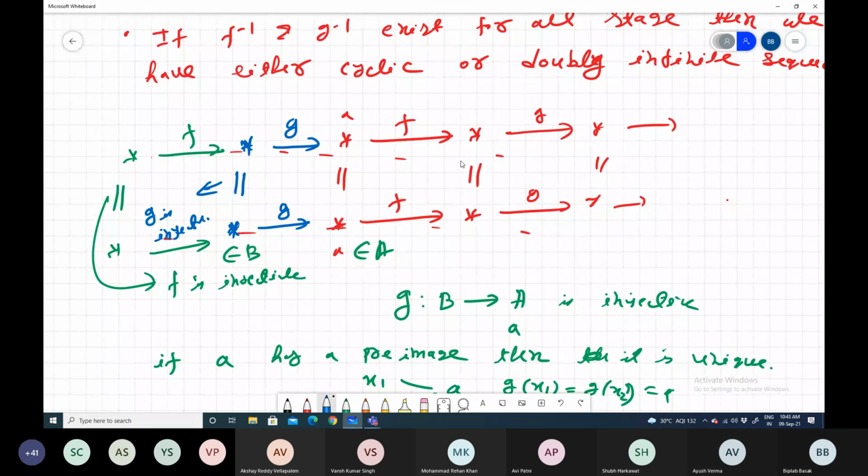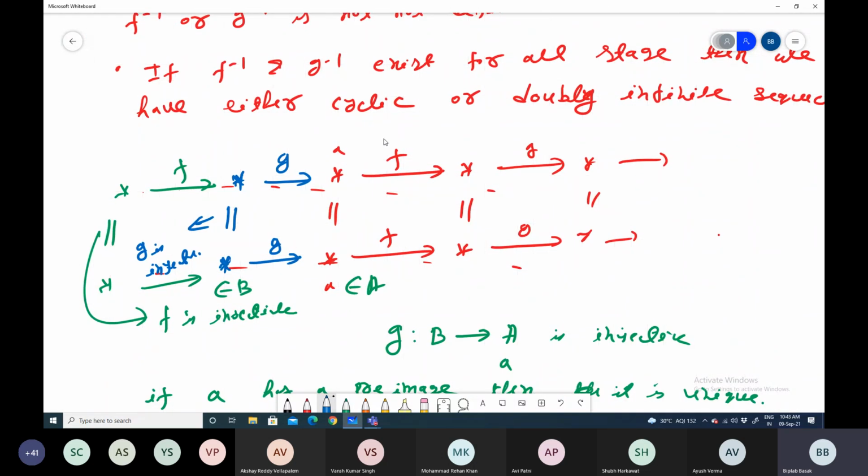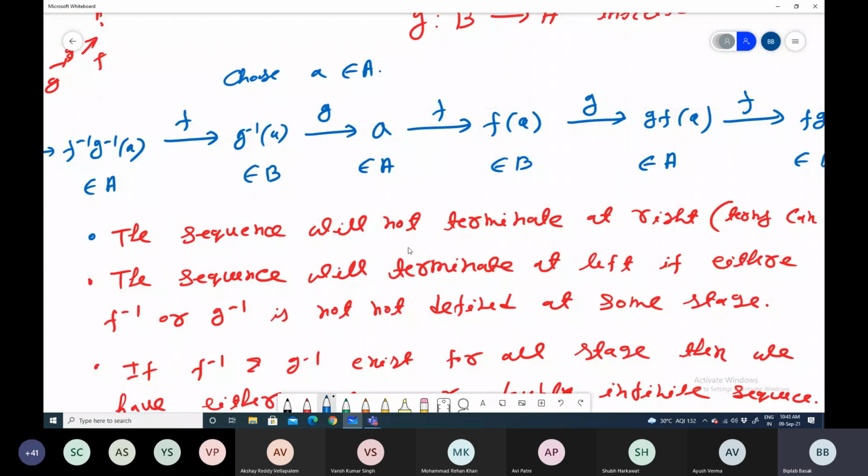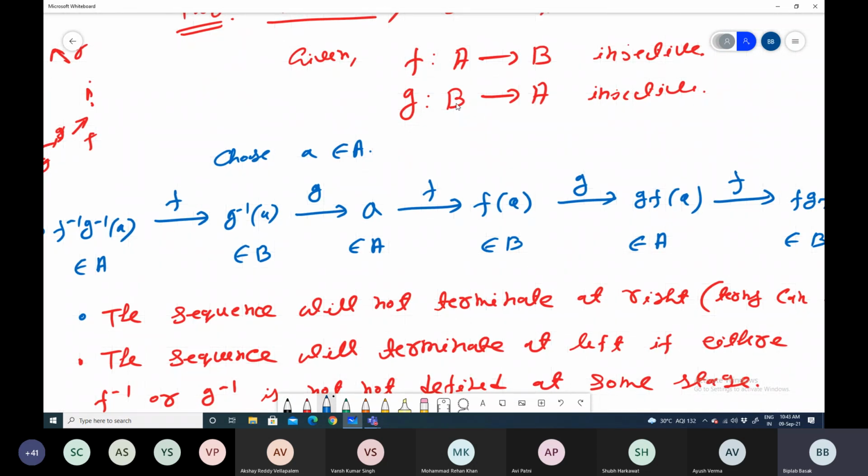See, we have chosen A as any arbitrary set, right? Here we choose any arbitrary A. Now suppose you have an element b of B here. Then G of b will be in A. Now you can take your a equal to G of b and make the sequence. Then that b will also be present there.